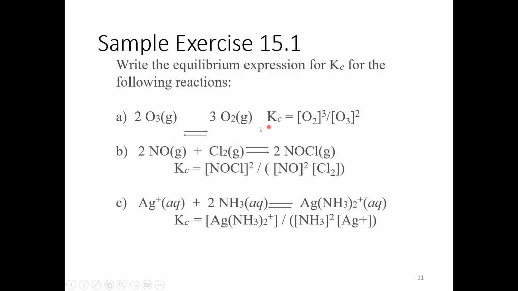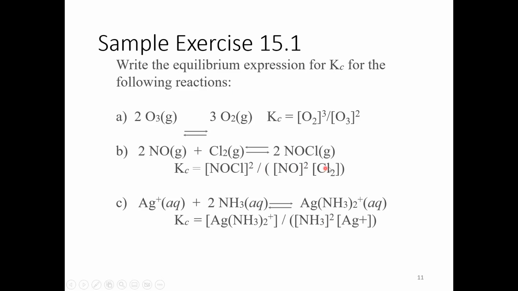So with the first one, whoops, looks like the arrow on this one just got a little messed up there. But since O2, the diatomic oxygen, is going to be our product, and ozone is our reactant, we're going to have O2 on top, ozone on the bottom, and then we're going to raise them to the coefficients. So since we've got a 3 in front of oxygen, we raise the numerator to the third power, while we're just going to square the ozone in the denominator. And then kind of the same thing with these bottom two. Again, products on the top, reactants on the bottom. So that's why we've got NO and chlorine on top, and ammonia and that silver ion on the bottom there. And then we're just raising these to the coefficient.